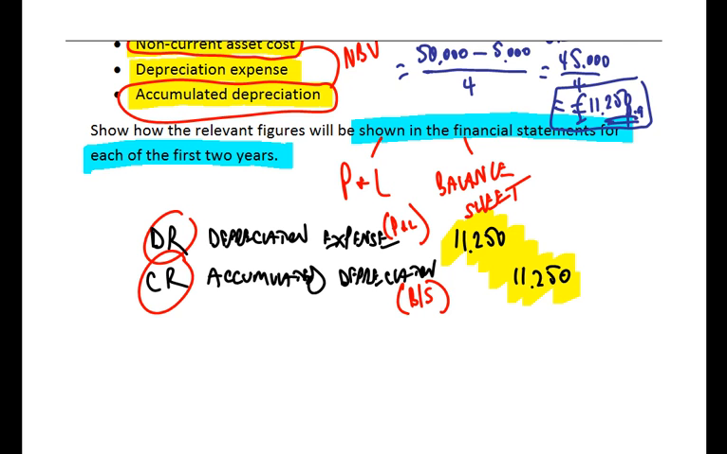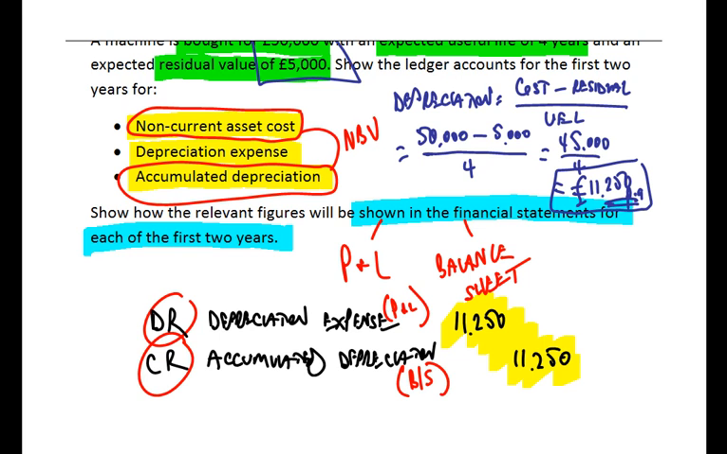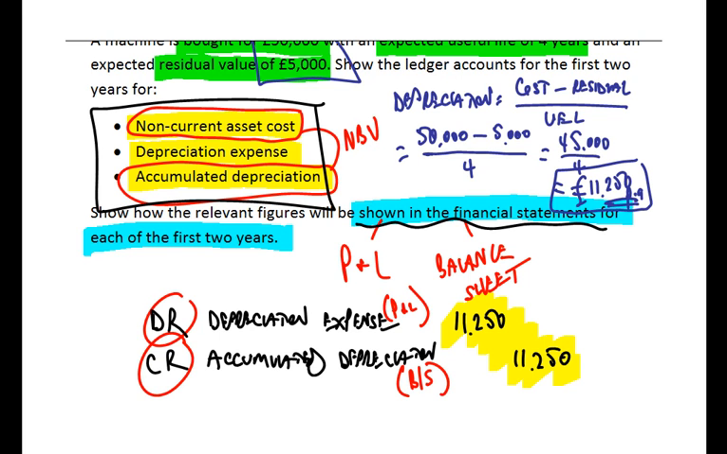Well, let's now start thinking about our ledger accounts, or T accounts, that we're going to need to keep track of. And we're told that we're going to need 3 ledger accounts to record our information here. And as we think about these ledger accounts, we'll also consider how the figures are then going to be shown in the financial statements.